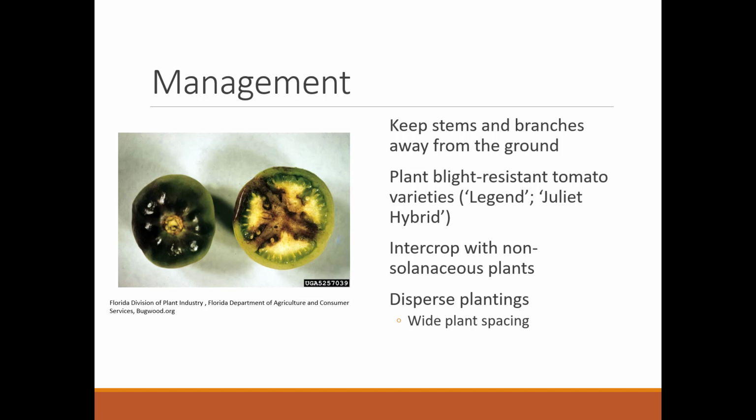So you want to keep the stems and branches away from the ground. You want to plant blight-resistant tomato varieties. We've got Legend, Juliet, Hybrid. I'm sure there's others as well. Intercrop with non-solanaceous plants. So you don't have two tomatoes right next to each other. Perhaps you have something else that's in a completely different plant family. And then you want to have wide plant spacing.